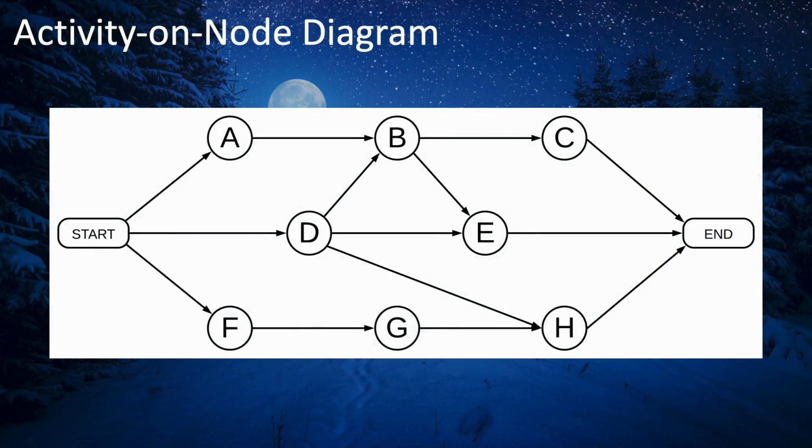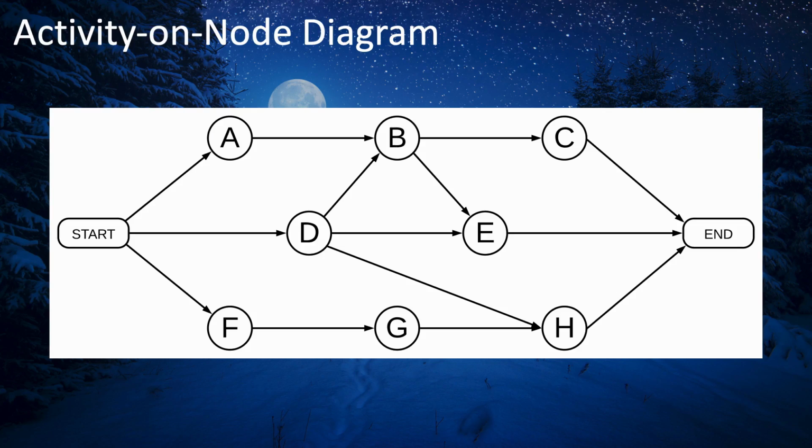Next, we have activity diagrams. We'll start with the activity on node diagram. This should look familiar to you because it's the type of diagram used in project schedule management for project schedule networks that show the various project activities and their dependencies, but without yet showing the durations.